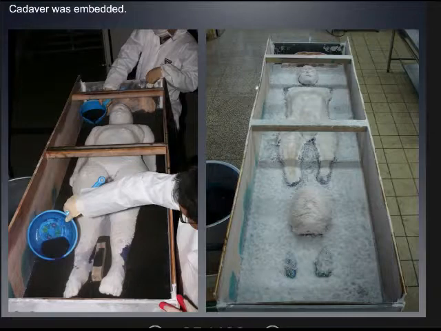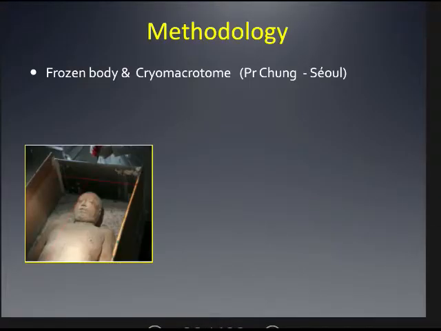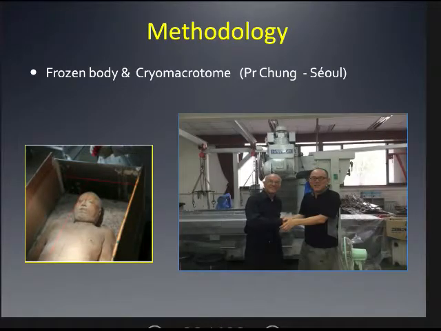The Korean human data set, as you can see here, is a female which was frozen and embedded with a special liquid. You can see the box. Then the body was cut in small slices. You can see here the cryomacrotome, which is used to do this job, and the Professor Chung in Seoul.